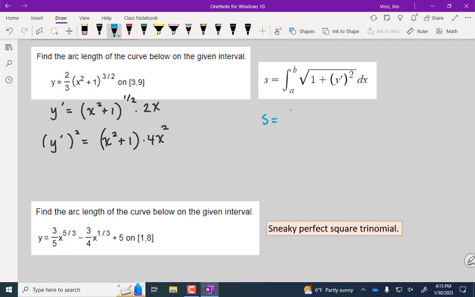So s is going to be the integral from 3 to 9. That's given. And we're going to do the square root of 1 plus the derivative squared. So this is going to be the square root of 4x squared multiplied. Let's multiply that out. That's going to be 4x to the 4 plus 4x squared plus 1 dx. So there is our integrand.